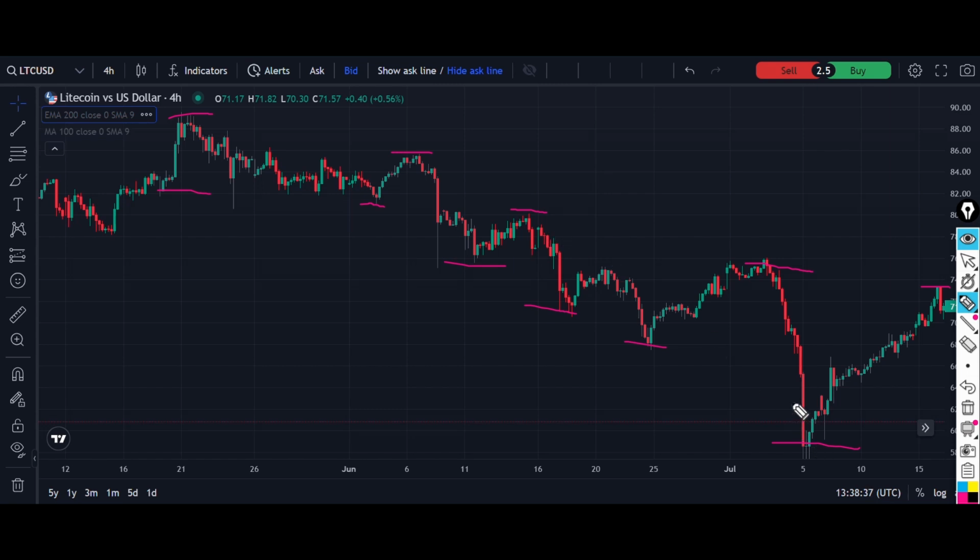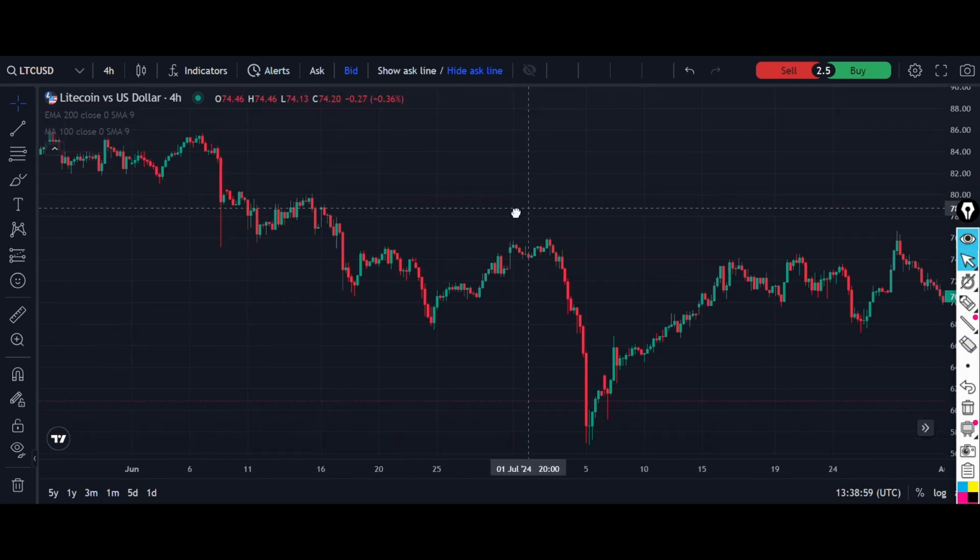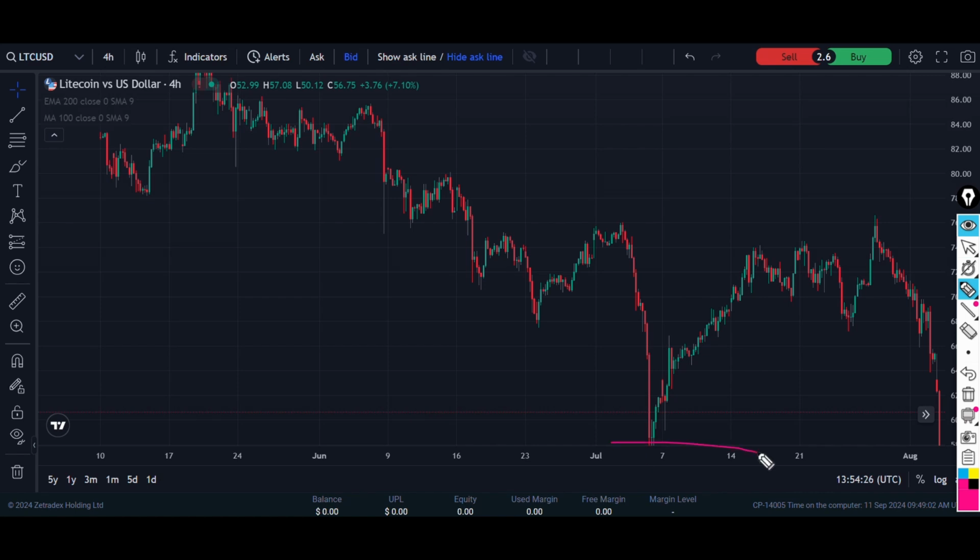Now let's see what happens when this condition is broken, or when the market closes above the previous low. Now, this was our previous lower low. The price closed above this previous low here. So this means it's no longer a trend continuation.